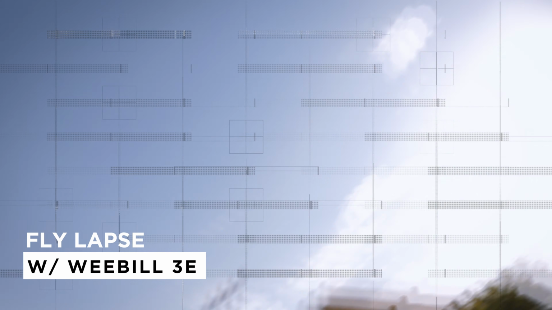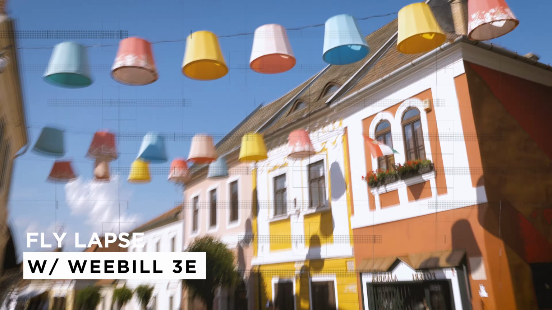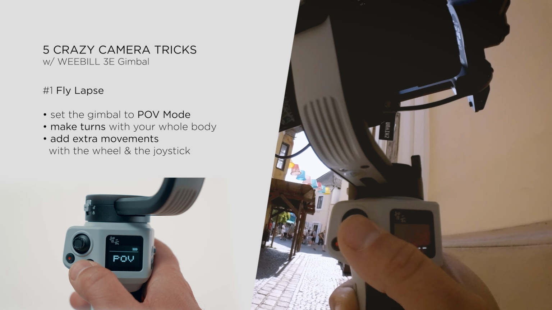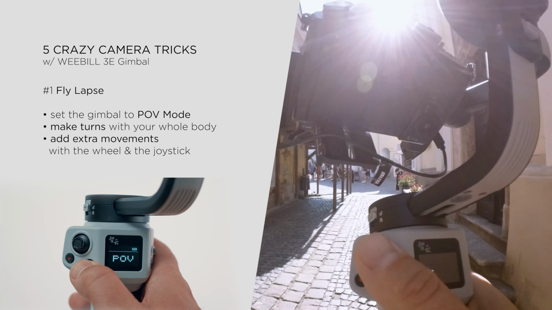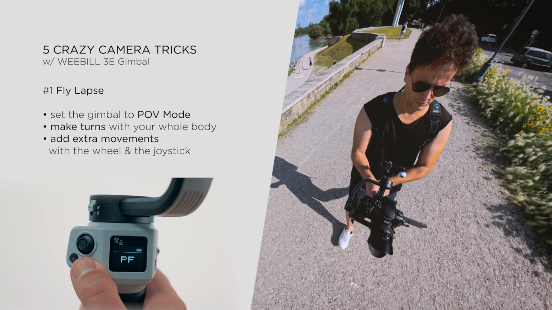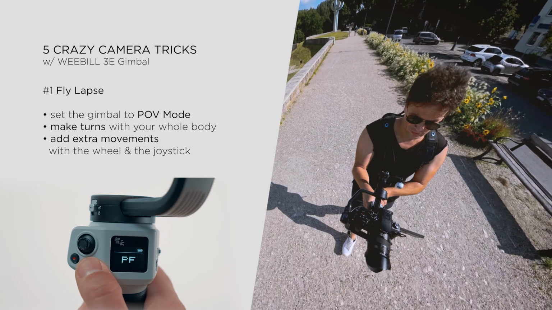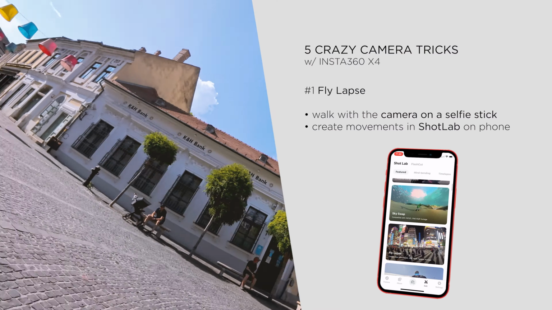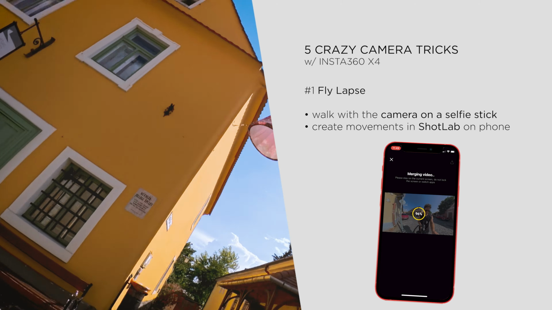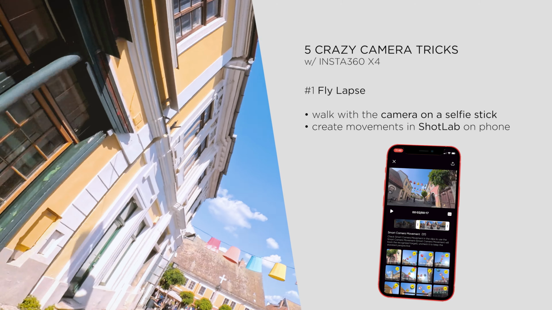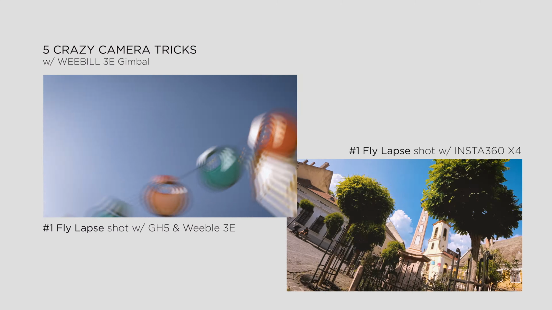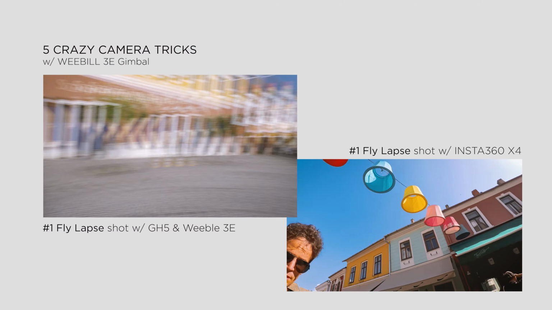First, let's start with the easiest one. For shooting fly-lapse, I set the gimbal to POV mode, and during shooting I can move the camera using the wheel or the joystick on the handle. This way the camera will turn around while sliding smoothly, like flying over the streets. While shooting with the X4 requires capturing steady footage and adding camera movements in post, with the gimbal you can create this effect in camera without needing to edit on a computer. However, you will lose some flexibility as your effect will be baked into the video.